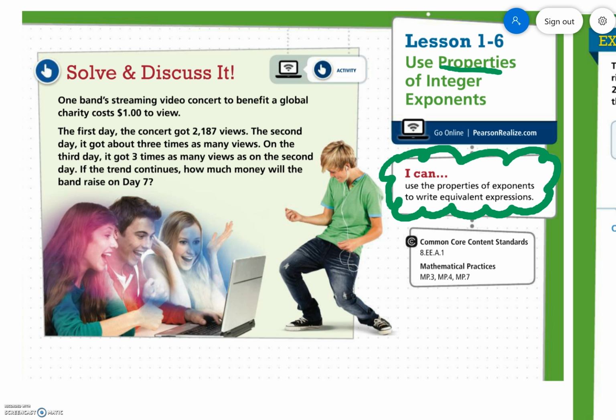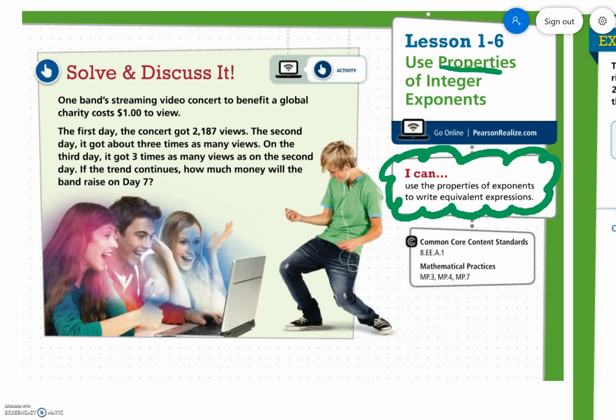One band's streaming video concert to benefit a global charity costs $1 to view. The first day, the concert got 2,187 views. The second day, it got about 3 times as many. On the third day, it got 3 times as many as the second day. If the trend continues, how much money will the band raise on day 7?